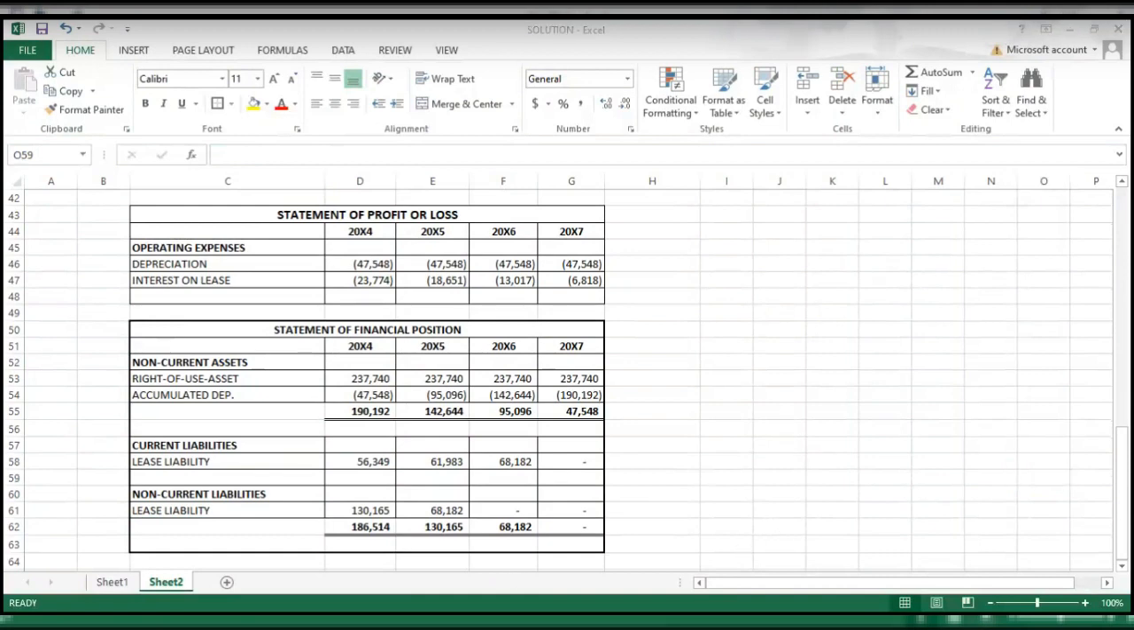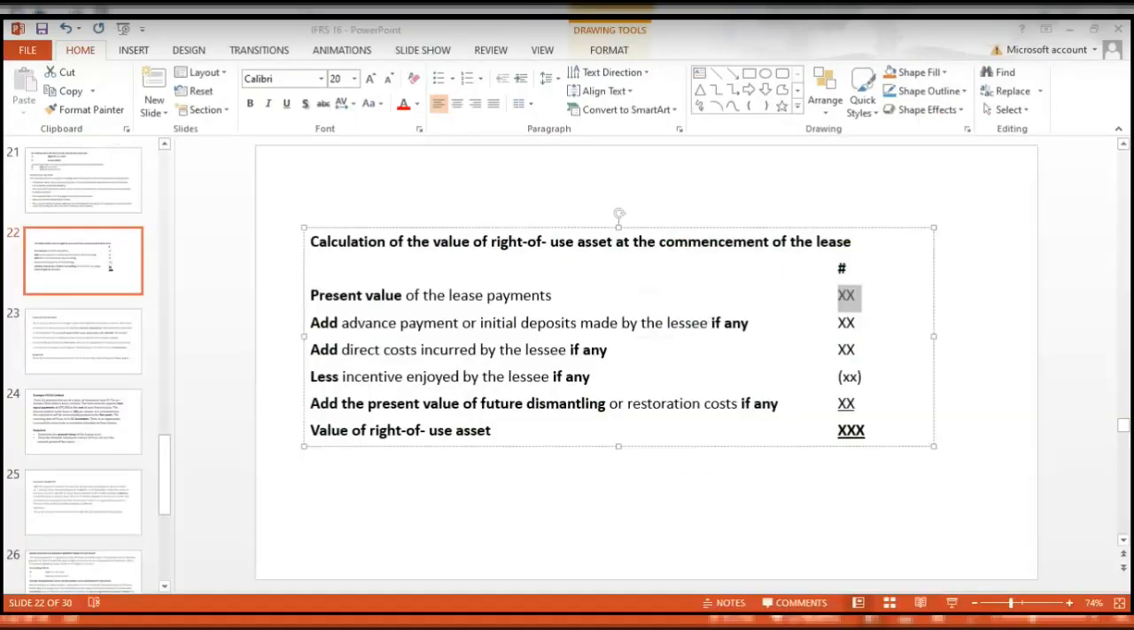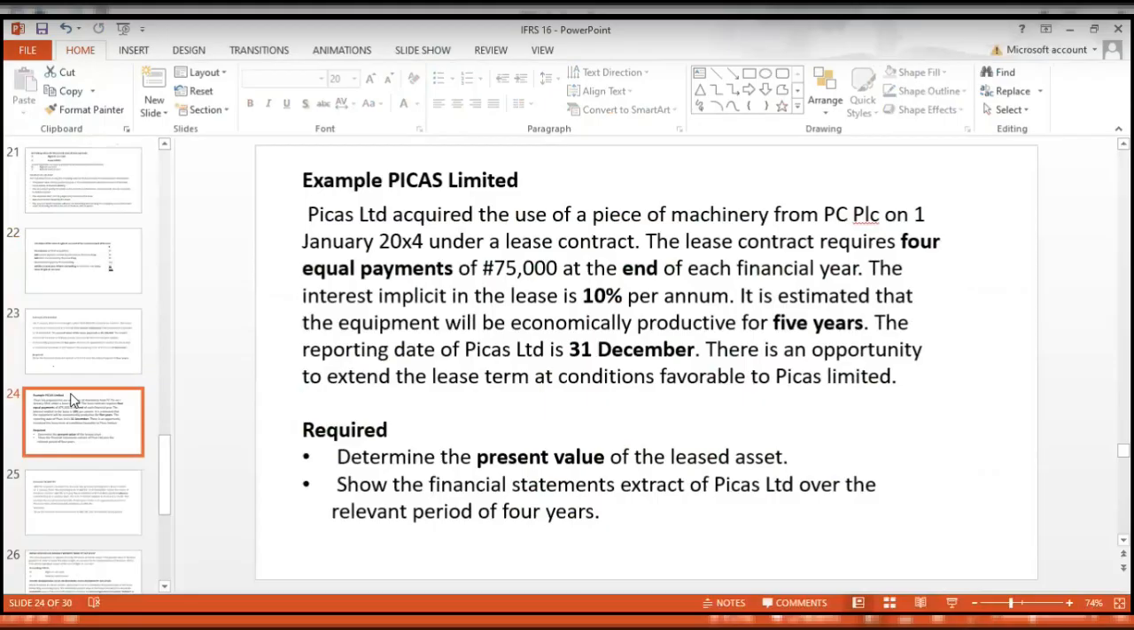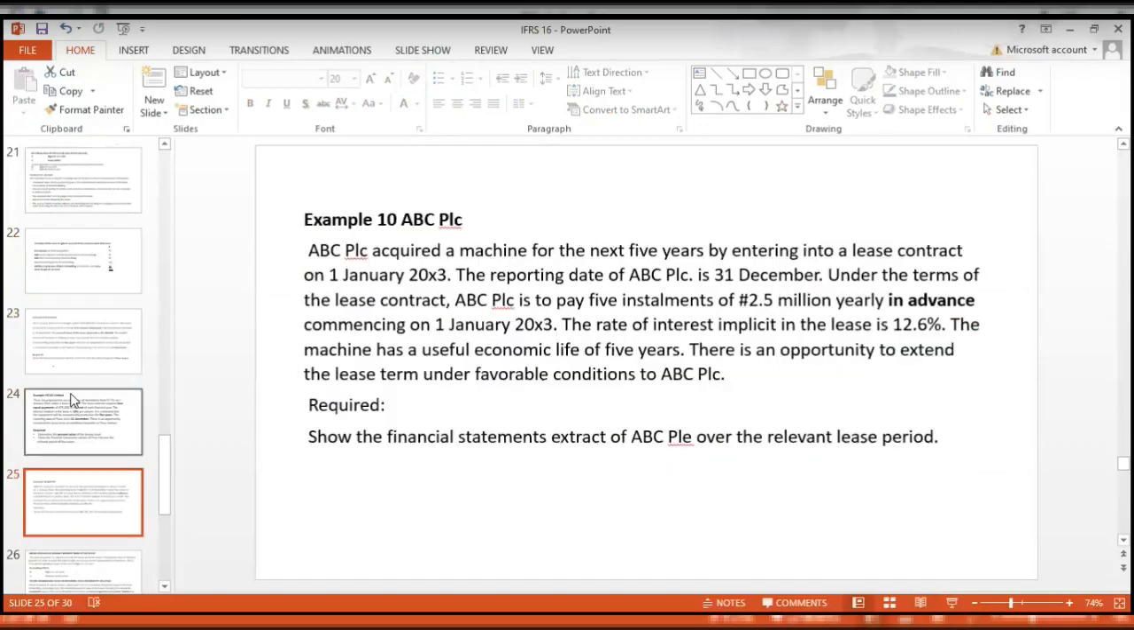So I want to move on to the next example now. Let's move on to the next example. We just finished treating this example. This was the one we did yesterday. We just completed treating this one. That's another example on ABC PLC.